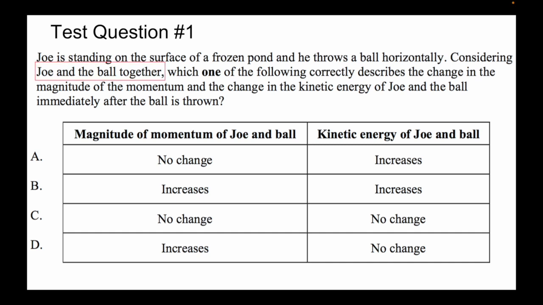Well, in this case, if we're talking about Joe and the ball together, they're going to have no change in momentum. So we're narrowing it down right now to A and C. And if we have no change in momentum, the kinetic energy of Joe and the ball definitely increases.